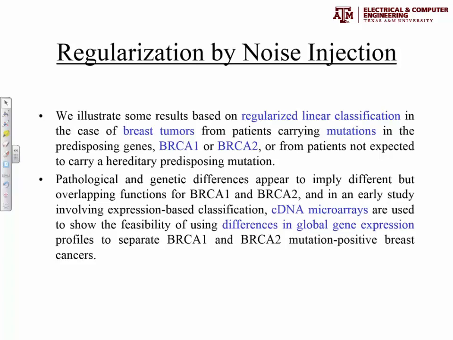So you want to see whether, by looking at the gene expression across the entire genome, or at least across the genes on the microarray, you can differentiate between the cases of breast cancer which are sporadic versus the hereditary ones, the ones with the mutations in BRCA1 and BRCA2.